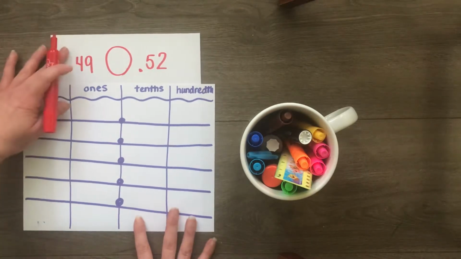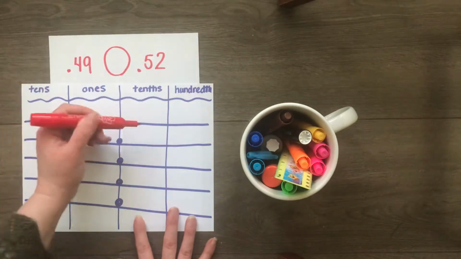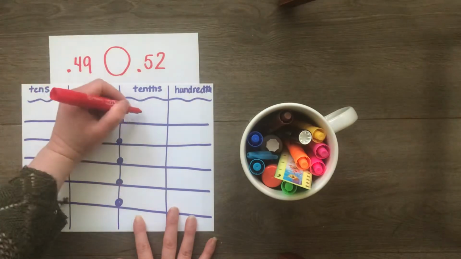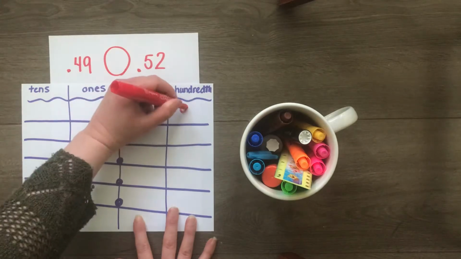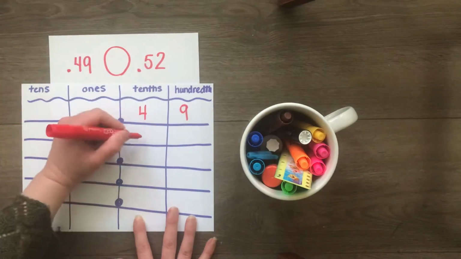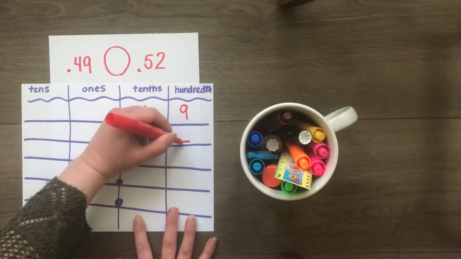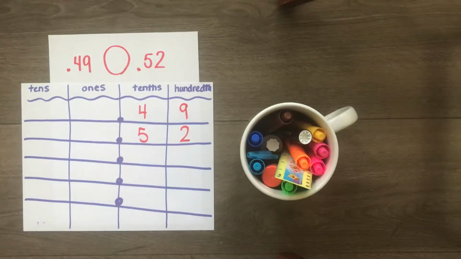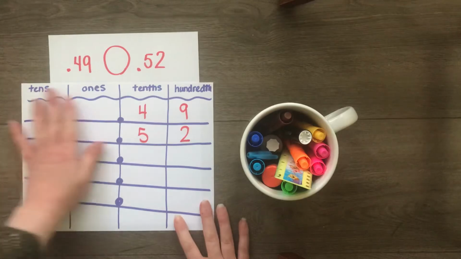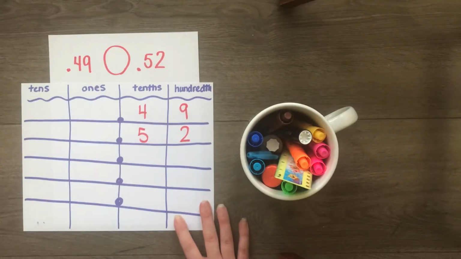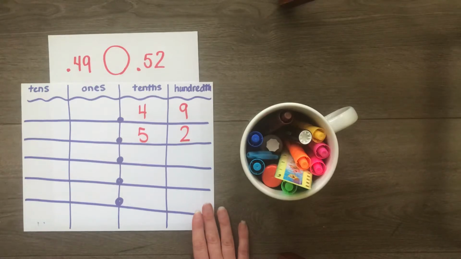So immediately I'm going to take my two numbers and I'm going to put them on my place value chart. I'm going to put 49 hundredths and then I'm going to write 52 hundredths. And now I'm going to start always from left to right, like we're reading, okay? I'm going to begin to compare these numbers.